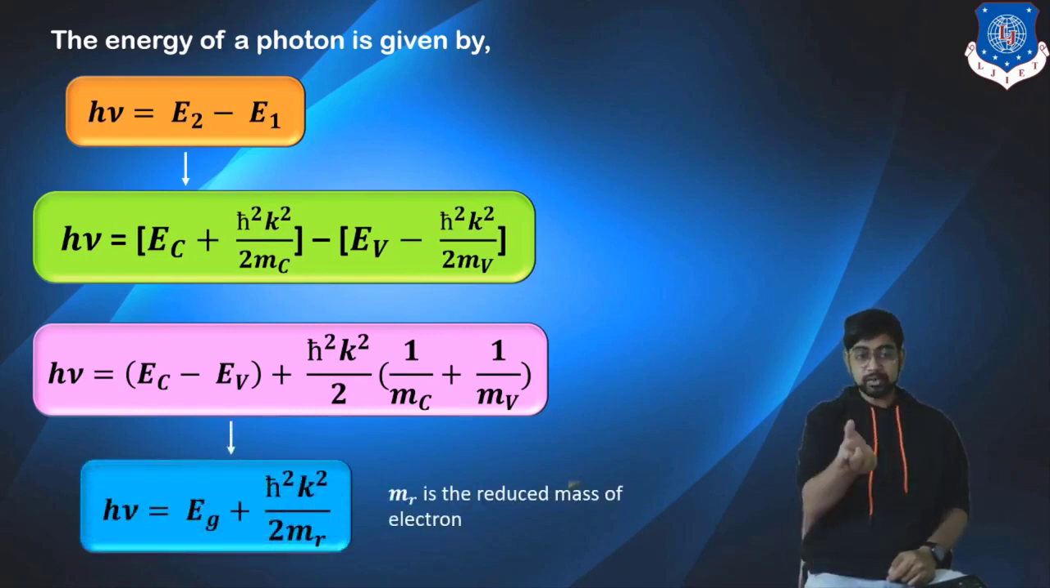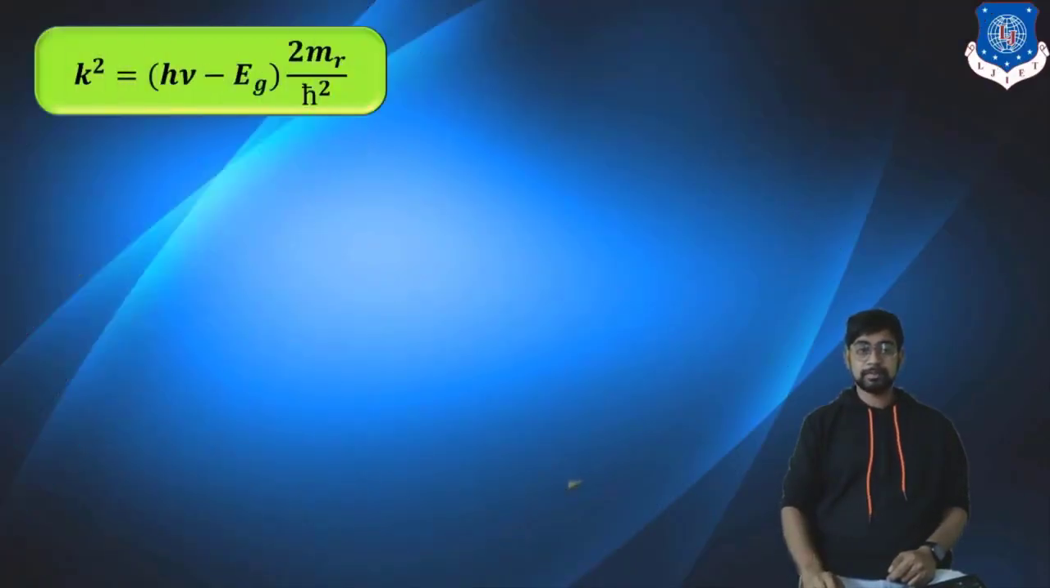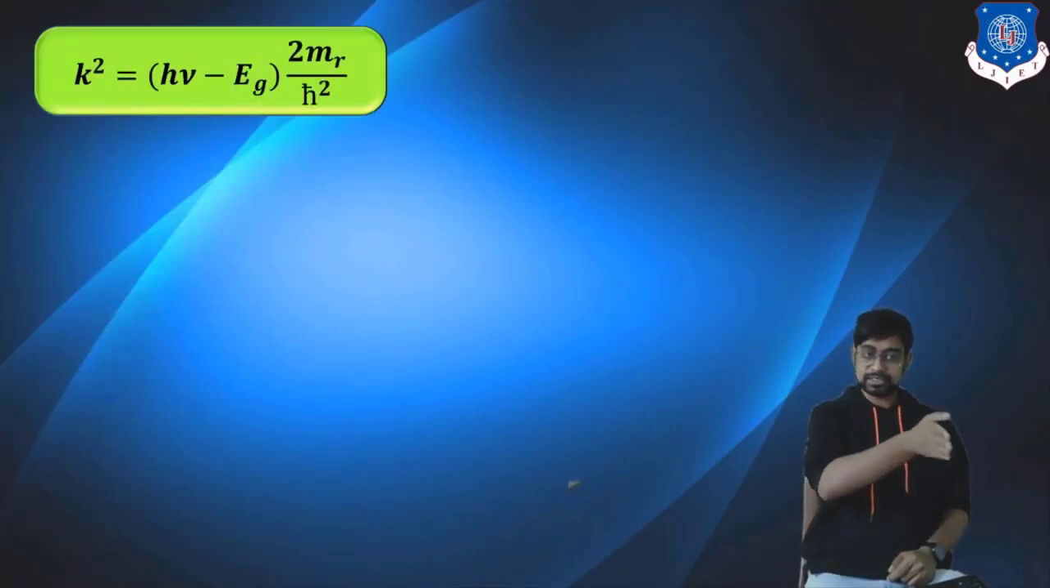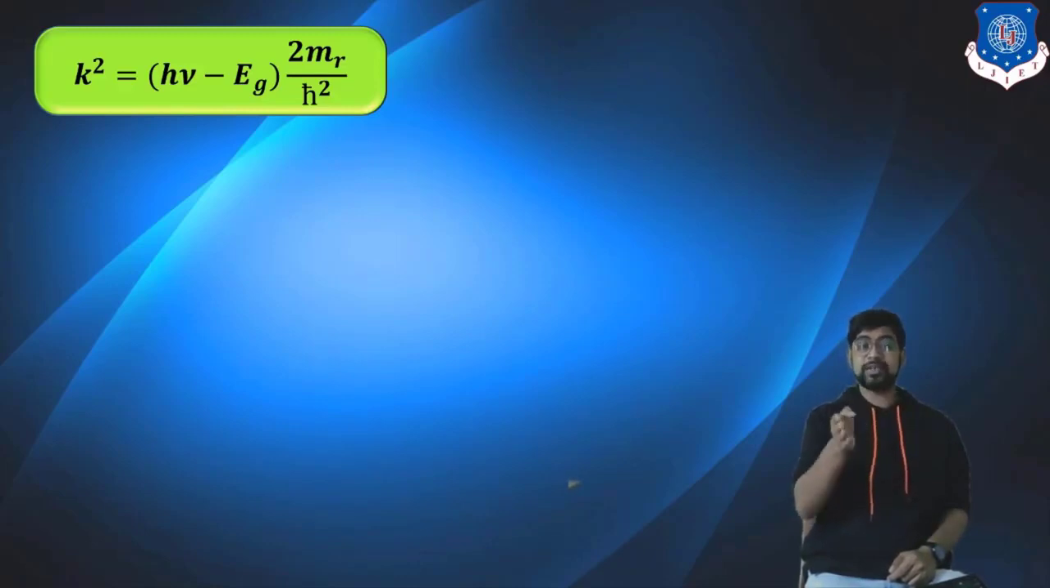Now we know that the conduction band and valence band difference is nothing but the forbidden gap. So it can be defined as Eg instead of EC minus EV, and the rest of the terms stay as they are. Here we have reduced 1 upon mc plus 1 upon mv as 1 upon mr. So ultimately the photon energy that has been generated is hv equals Eg plus h cap square k square upon 2mr. Now we are done with these h terms. Now we go with the k square. So k square equals (hv minus Eg) 2mr by h cap square.